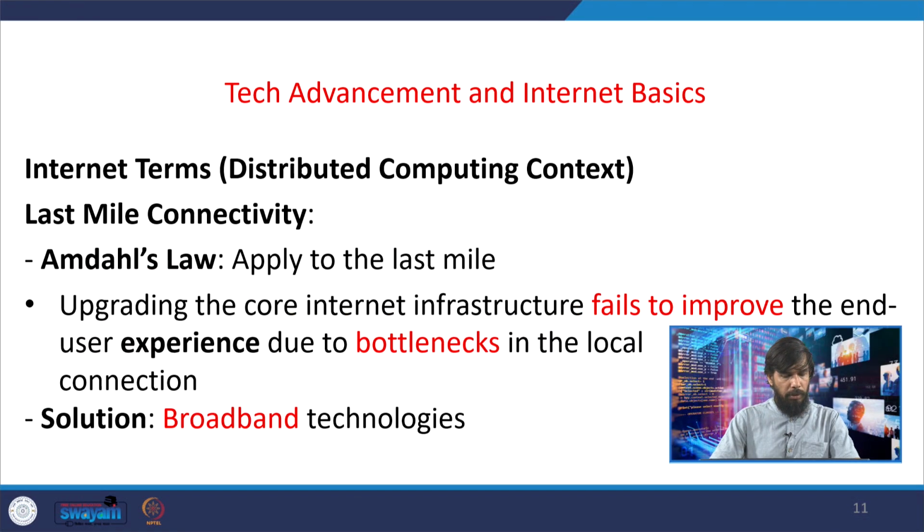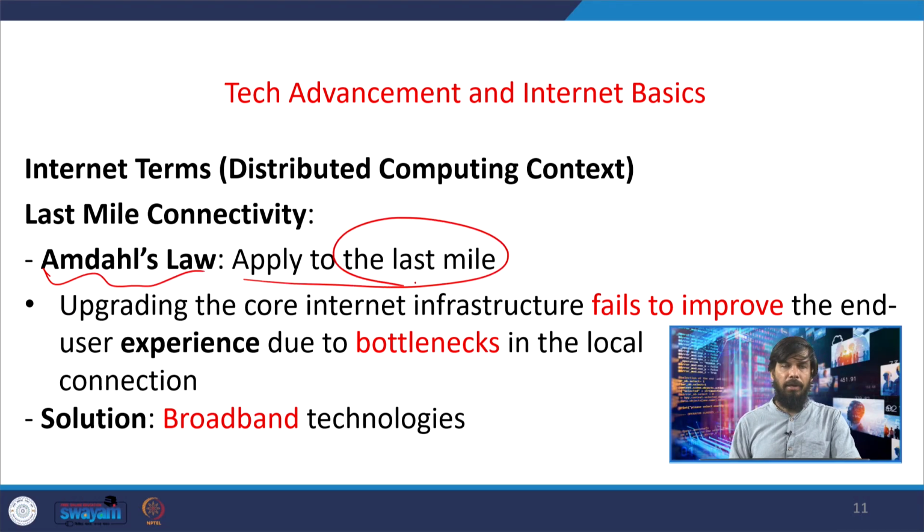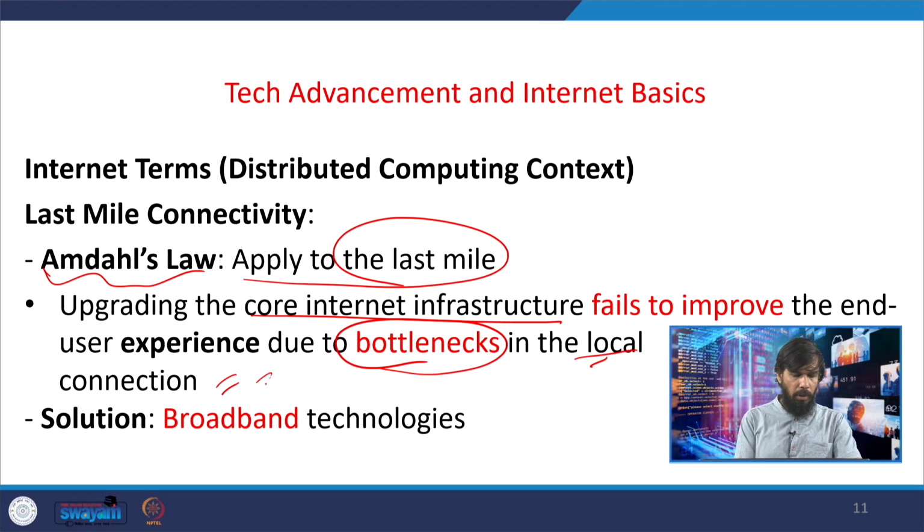So, once we apply Amdahl's law to the last mile, essentially what are we saying? We are saying that upgrading the core internet infrastructure fails to improve the end user experience due to bottlenecks in the local connection. If there are bottlenecks in the local connection, the end user experience is not going to improve. So, we will fail to improve the end user experience despite our upgrades to core internet infrastructure. Amdahl's law clearly gives away this particular warning.